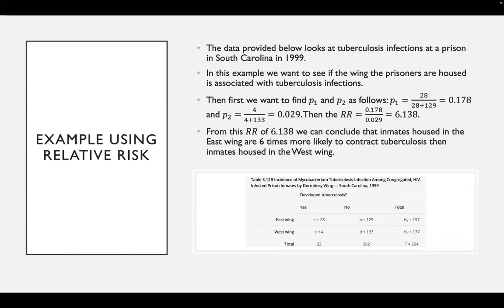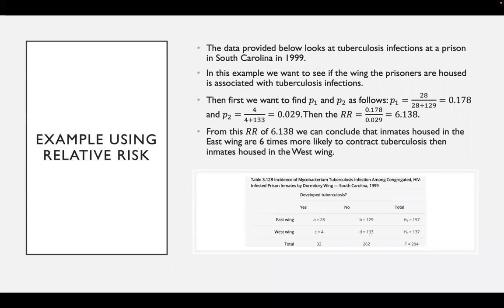So let's first do that by doing the relative risk. By calculating P1 and P2, we get that P1 is equal to 28 over 28 plus 129. So that's just 28 over 157 or 0.178. And similarly, we can find P2 by taking 4 and dividing it by 4 plus 133, and that'll give us 0.029. Then we can find the relative risk of this by taking the ratio of P1 and P2. So that's 0.178 divided by 0.029, and that gives us a relative risk of 6.138.